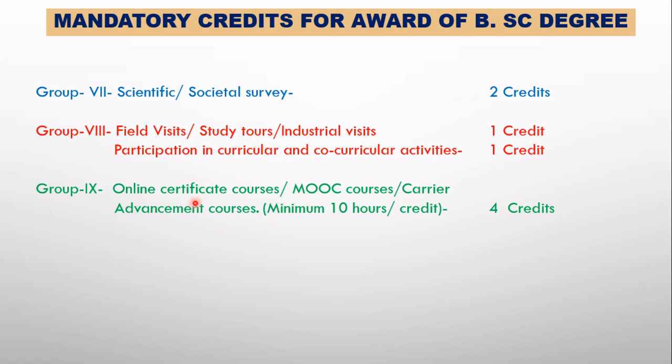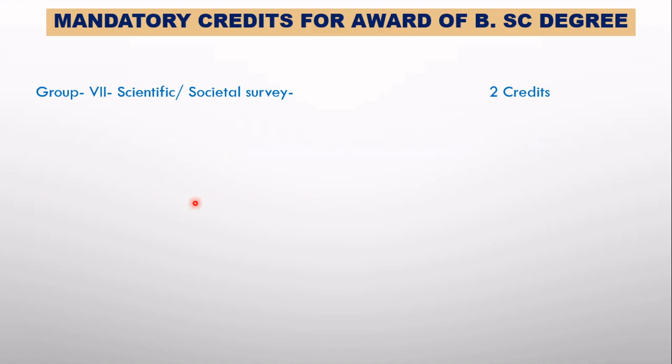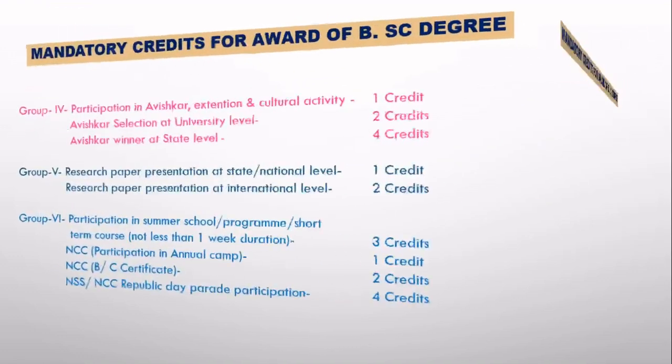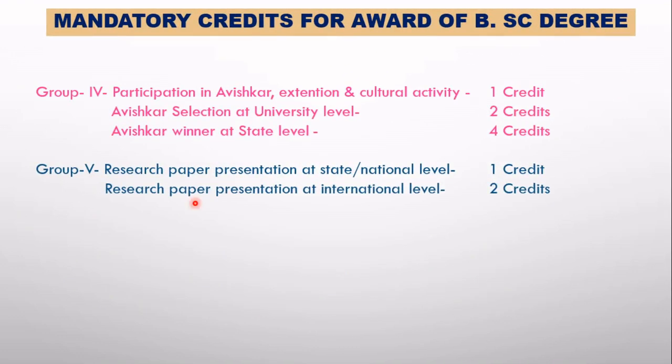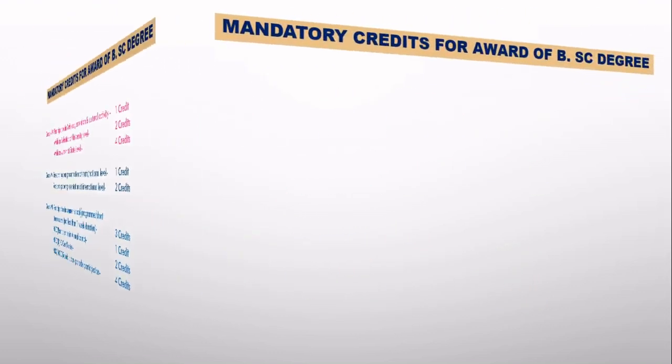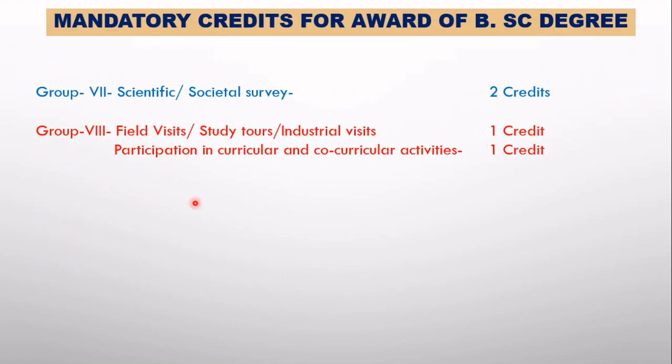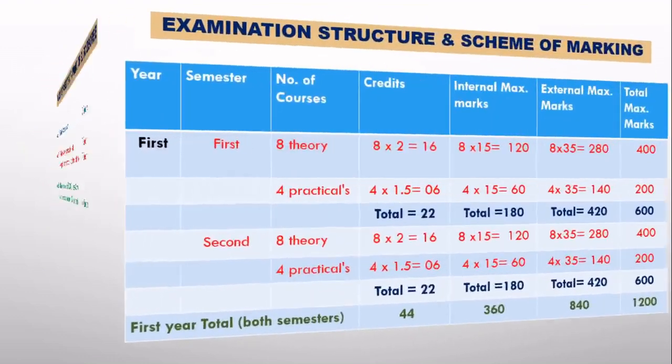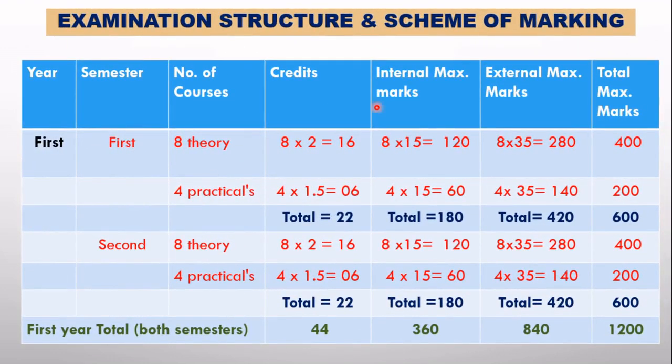So additional 8 credits we can get from any of these 2 to 9 groups, but the credits of group 1 are very compulsory, as we have said. Now we will see examination structure and scheme of marking.